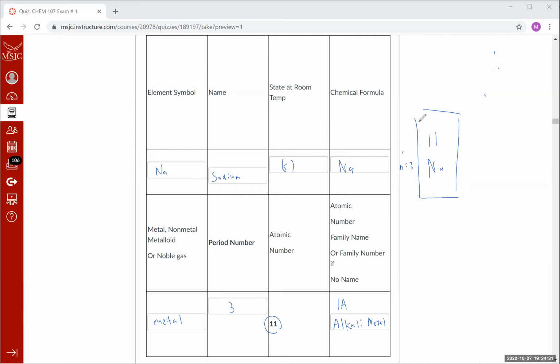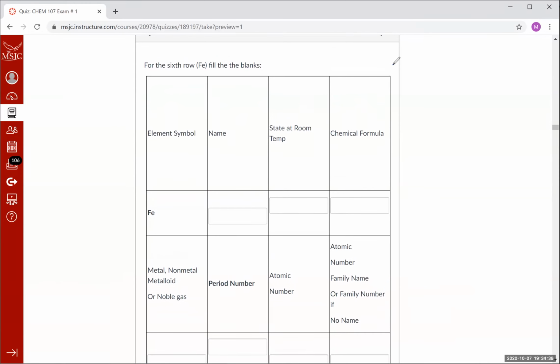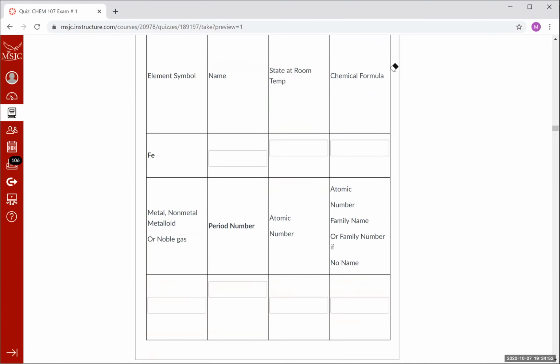Okay, perfect. So let's look at this next example. For the sixth row, iron, we're to fill in the following blanks. So Fe, that corresponds to iron. So we have the name iron. Iron is most clearly a metal. As such, its physical state would be solid, and we'd write the formula for an atomic species.